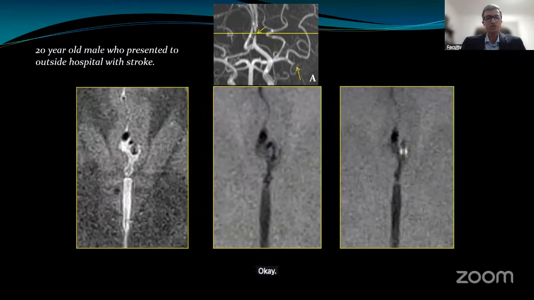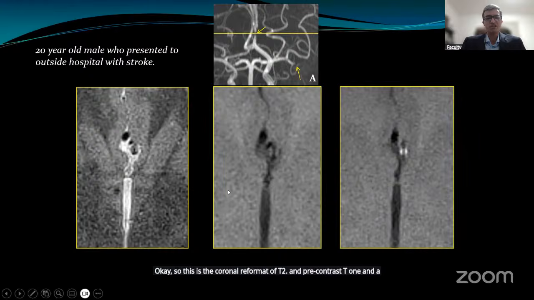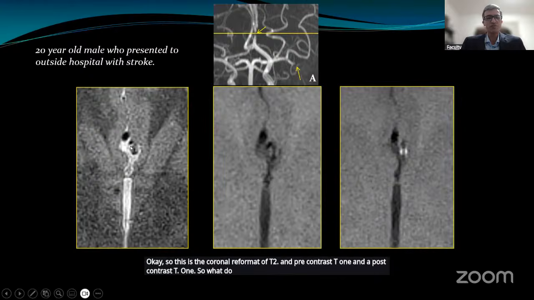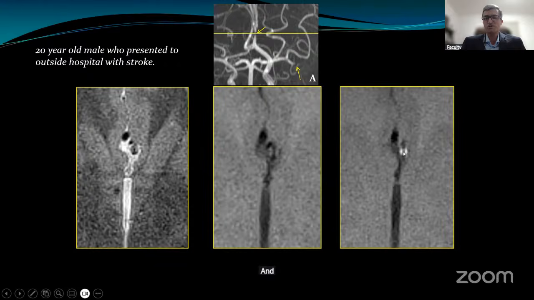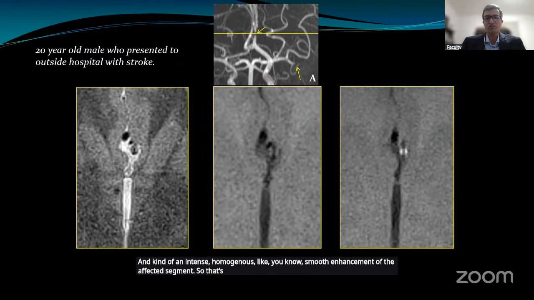So this is the coronal reformat of T2, pre-contrast T1, and post-contrast T1. What do we see? We see uniform, circumferential thickening of the vessel wall. You can see it on pre-contrast T1 as well, and an intense, homogeneous, smooth enhancement of the affected segment. That's again typical for a vasculitic process.